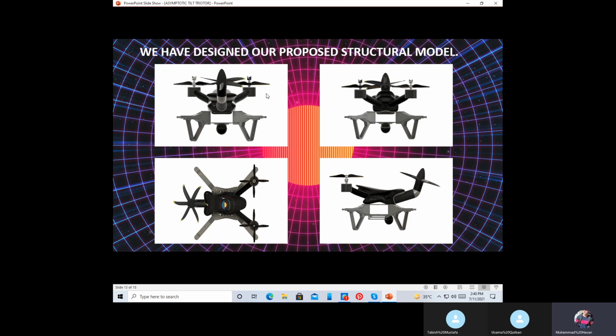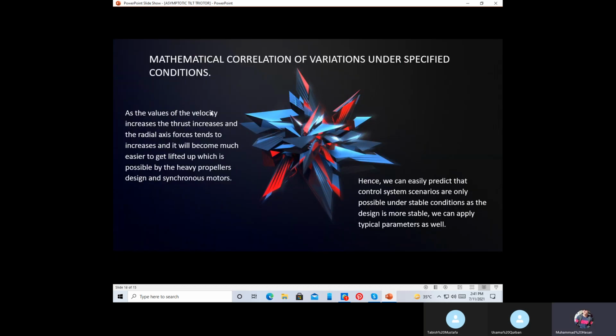Here we have orthographic views of our proposed structural model. In this picture we can see that the curve is elliptical, and this is the front side. The air will move from here and go around, so this will remove some of the drag resistance as well. This is the basic and most important thing in the mathematical as well as the physical structural modeling for any system, for any aerial vehicle, whether it is manned or unmanned.